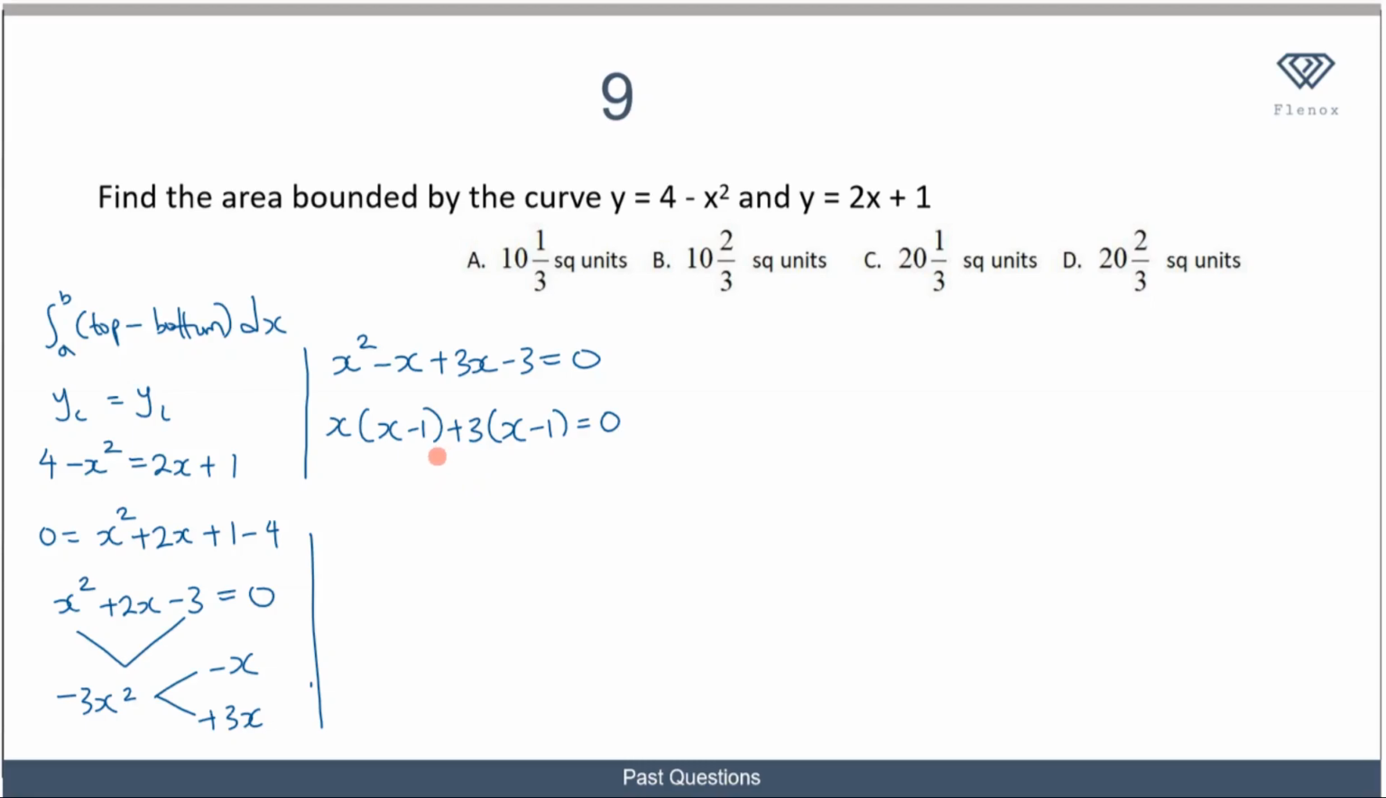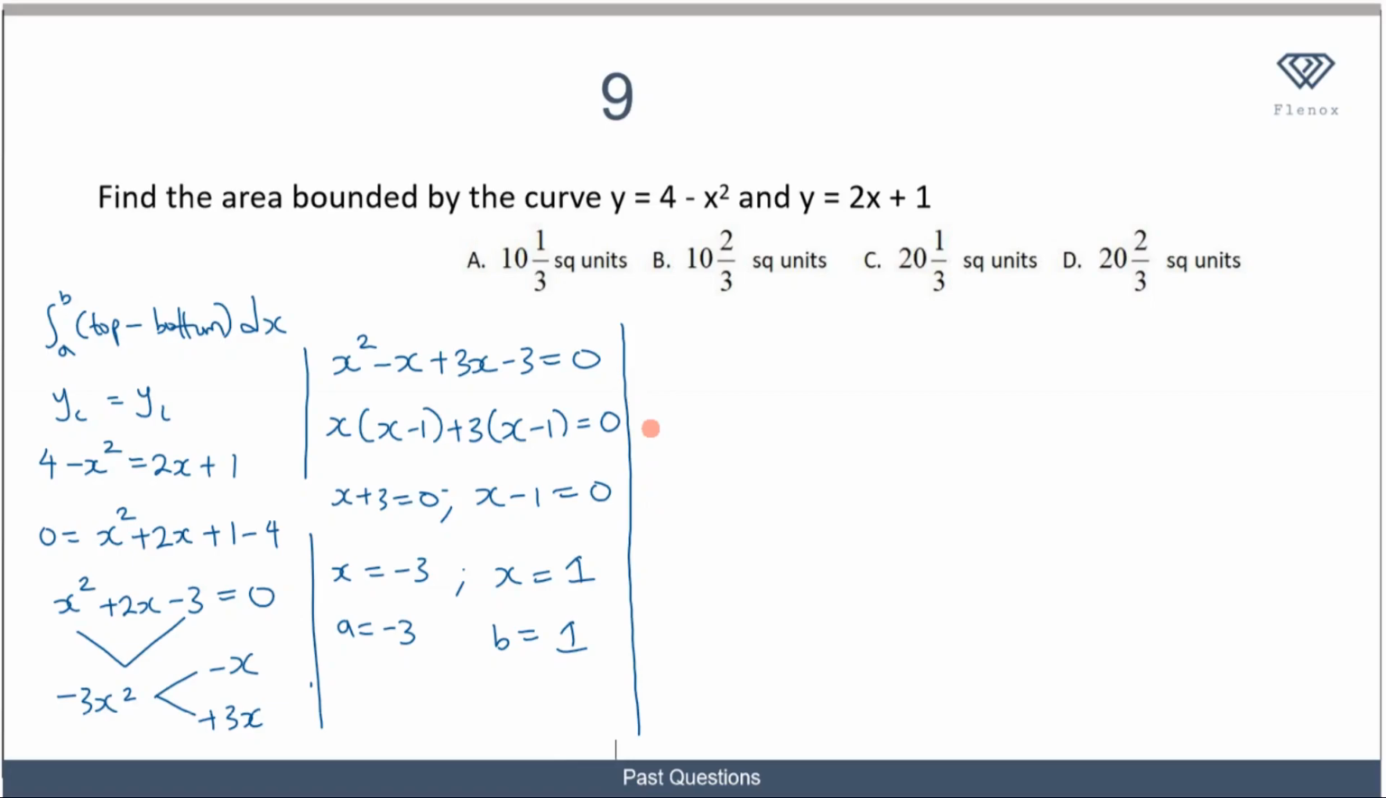So the values of my x here: either x plus 3 is equal to 0 or x minus 1 is equal to 0. So x value ranges from minus 3, or x is equal to 1. So the lower value represents my a, so my a is equal to minus 3 and my b value is equal to the second point of intersection, which is 1. So now that I found the values of a and b, I can find the area.